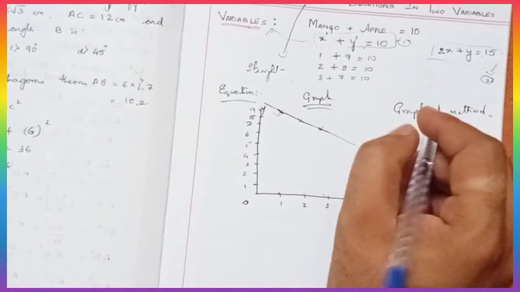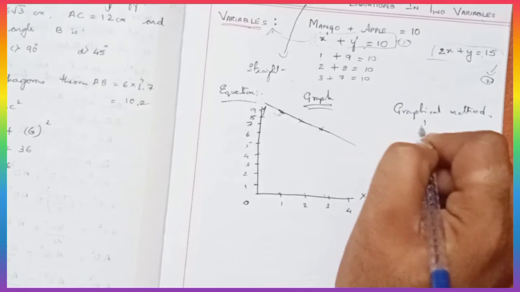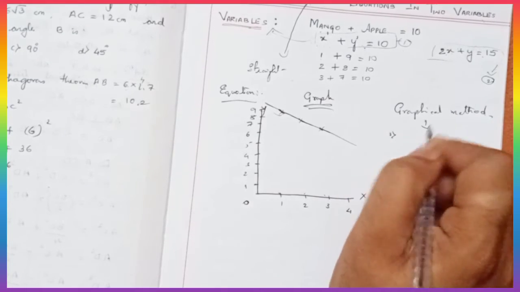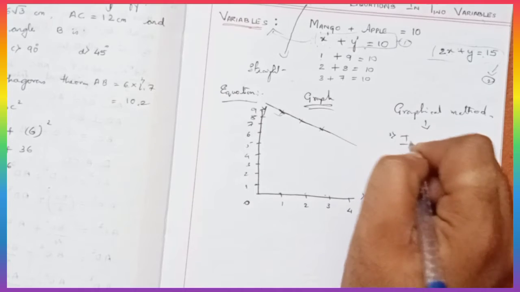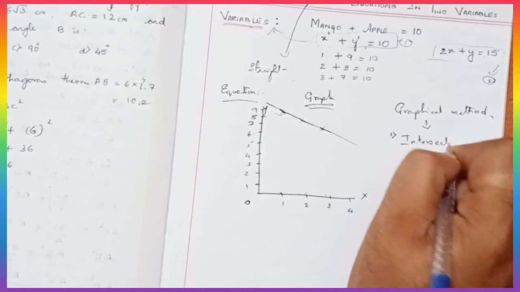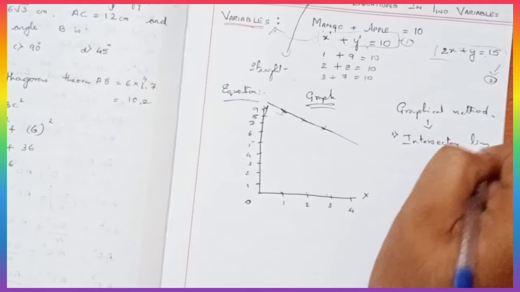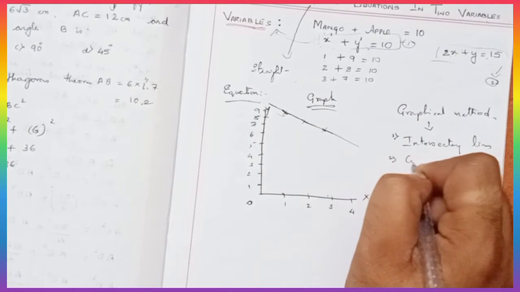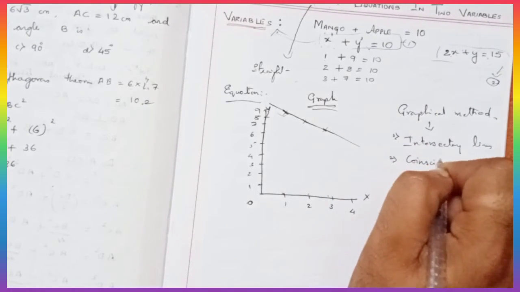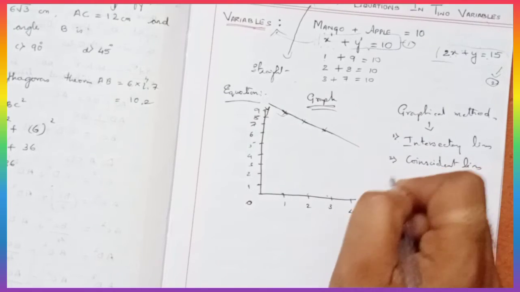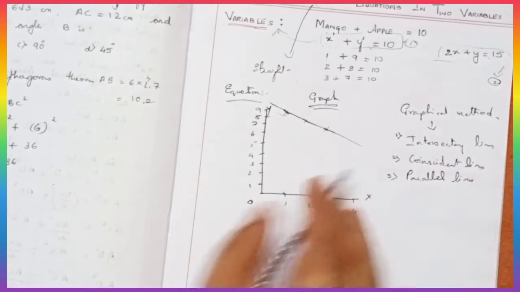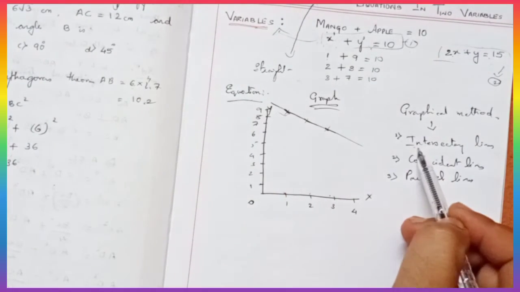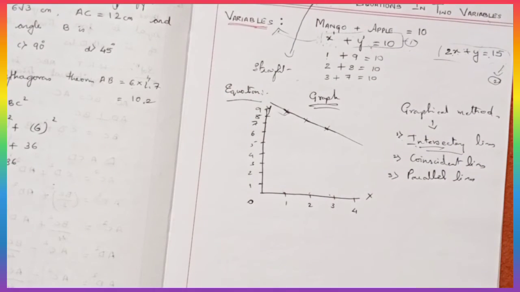In this graphical method, there are three types of lines that we are going to get. One will be intersecting lines. The second one will be coincident lines. The last one will be parallel lines. In today's class, we will stop at intersecting lines. What do we mean by intersecting lines?